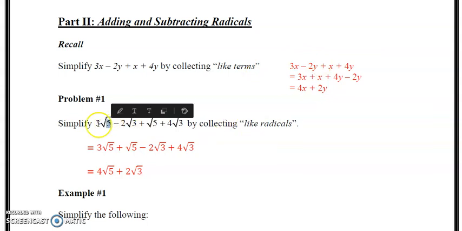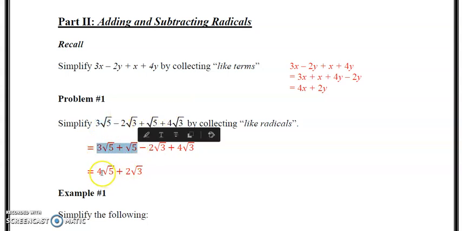So the 3 root 5 and plus root 5, we can add them together. So we rearrange them, and then we add 3 plus 1. There's a 1 here, we don't see it, but it's 4 root 5. And the negative 2 root 3 and the plus 4 root 3, we put them in order, and then we add them here. So negative 2 plus 4 is 2, and then we just carry the root 3, right?